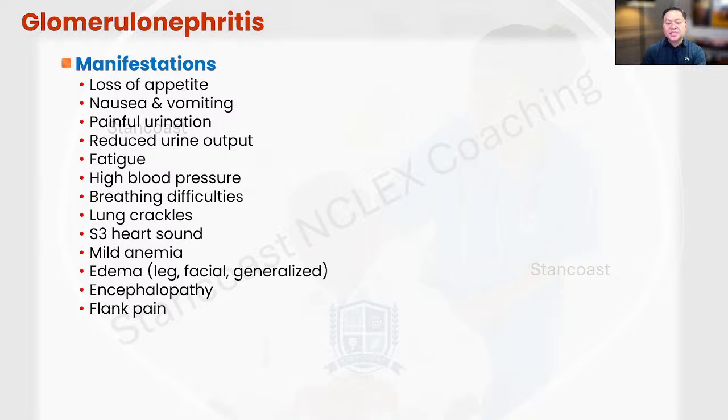Now, next to that is the flank pain. Why is there some flank pain in the patient with glomerulonephritis? Well, again, the kidneys are inflamed, right? And so the two kidneys are actually on the right and left side. And so with that inflammation, it will be felt to the backside, the costovertebral angle, the CVA.